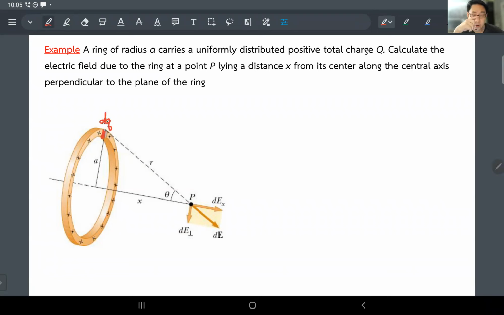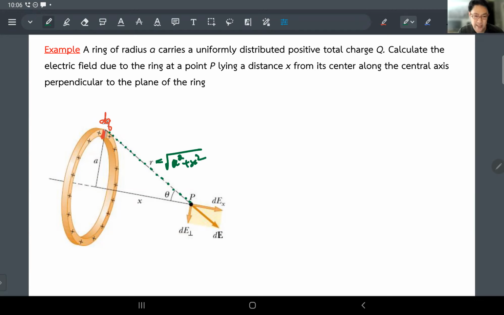Let me highlight it in red. Forget about the rest of the charge, and consider only this dQ: how much electric field will you get at point P? Just imagine that. That's no big deal. Now you know the distance from dQ to the point P, which you can label r, and r can be calculated from the geometry using the Pythagorean theorem. So r is just the square root of a squared plus x squared. Everyone can deal with r easily.